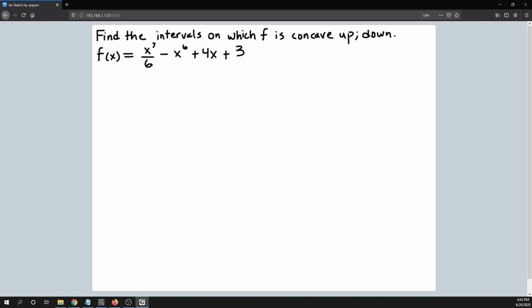Okay, so the first thing we want to do is to find the domain of f, which is easy because it is a polynomial. And the domain of any polynomial is all real numbers. Next up, we want to take the derivative.